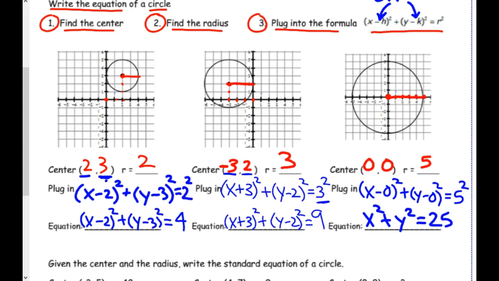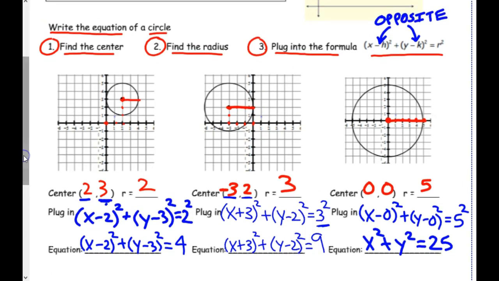So far so good? If you have a graph, find the center, find the radius, plug it in, and again, the trickiest part is that h and k are opposite in the equation, okay? Like we said up here. Okay?